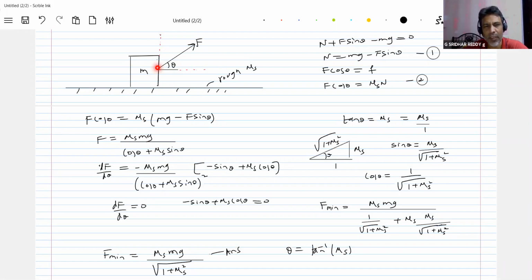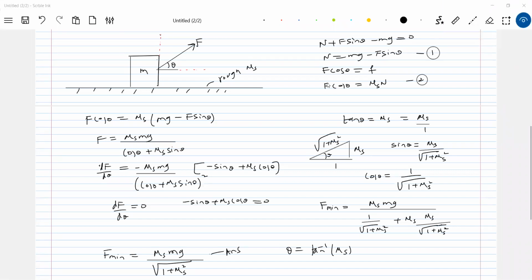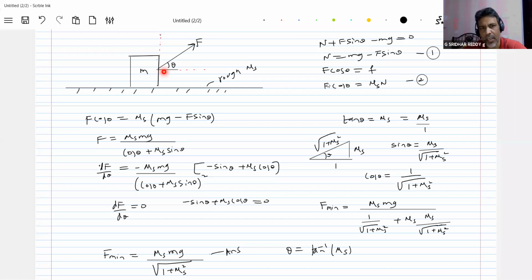When you apply force, if you pull horizontally, what is the force required? Mu s mg. When you apply force at an angle, why will the force become less than mu s mg? Because the component F sine theta will decrease the normal reaction. Then with less effort, we can pull the block very easily. Trying to analyze, there's a mathematics, we got the answer.